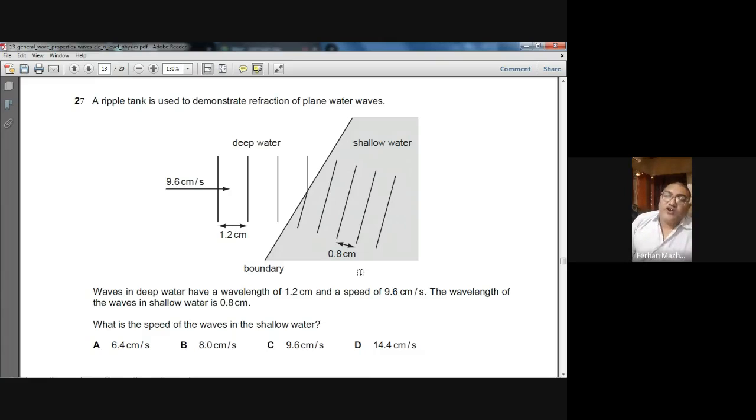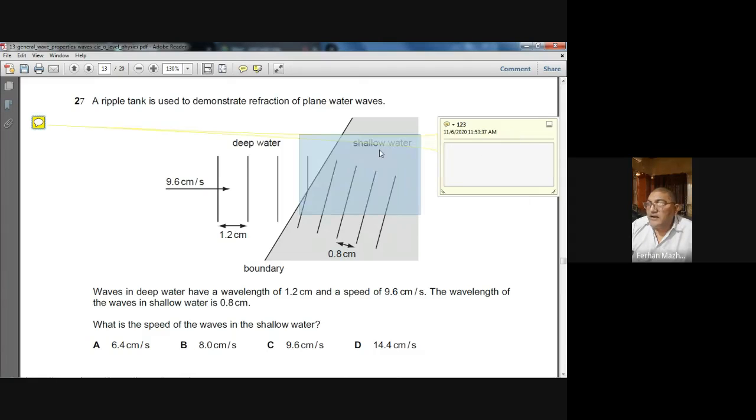Waves in deep water have a wavelength of 1.2 centimeter and a speed of 9.6 centimeter per second. The wavelength of the waves in shallow water is 0.8 centimeter. What is the speed of the waves in the shallow water? It's a very famous and tricky question. Let me show you. So we will do the calculation in this portion.